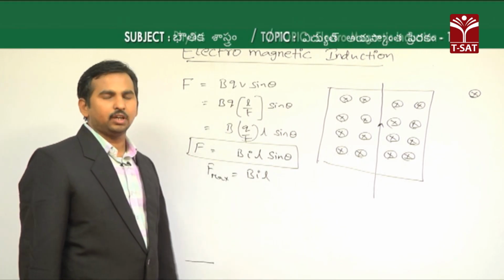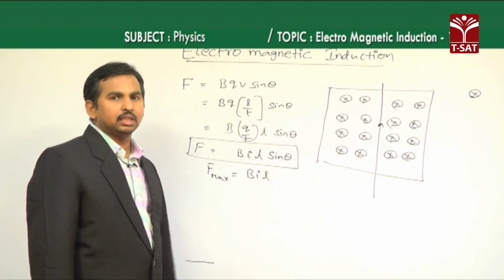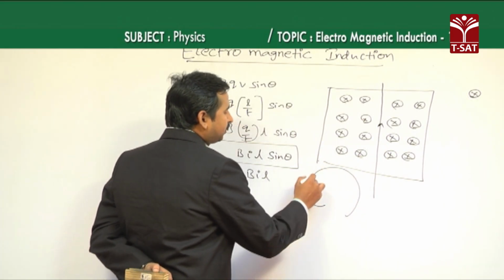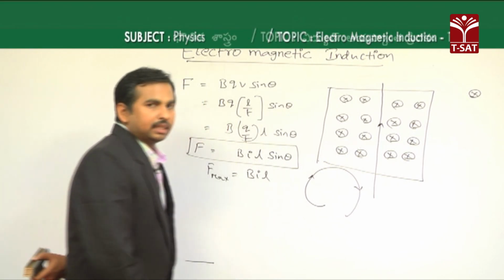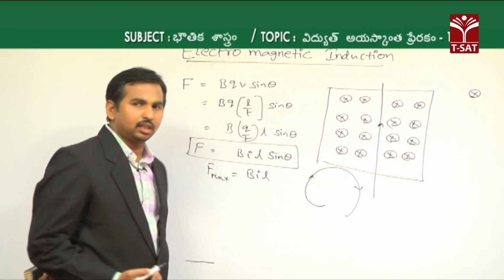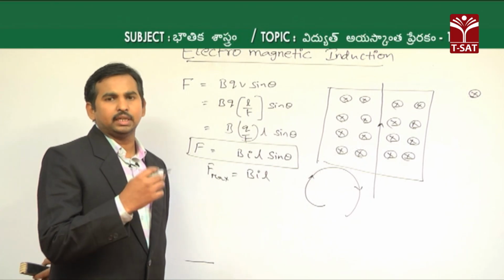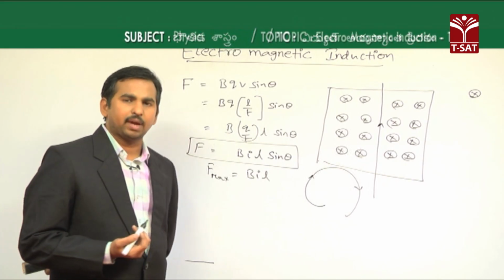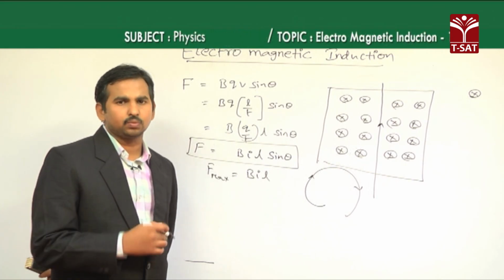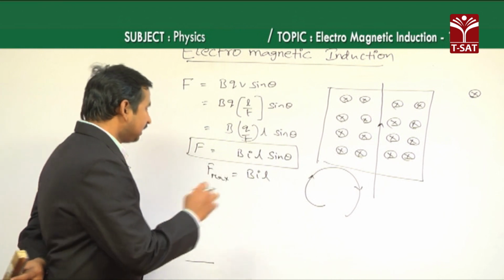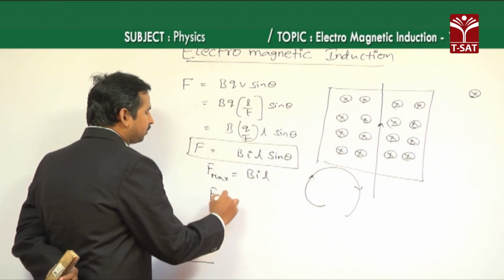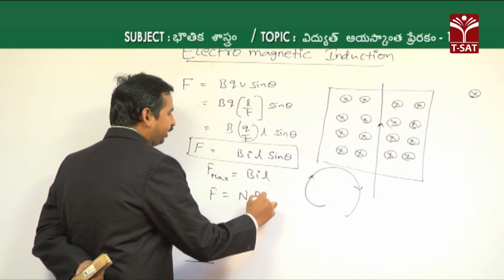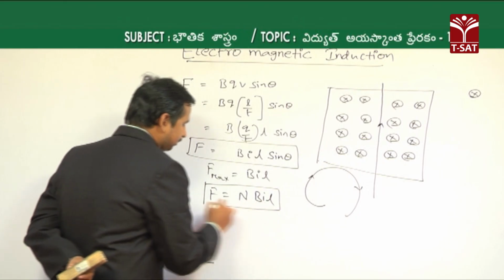For example, if we take a circular coil in place of that straight conducting wire, then the magnetic force also depends on the number of turns of the coil. The more turns you have, the more the magnetic field strength increases, so the force acting also increases. Then the new formula becomes F directly proportional to the number of turns, that is why F is equal to N into BIL.